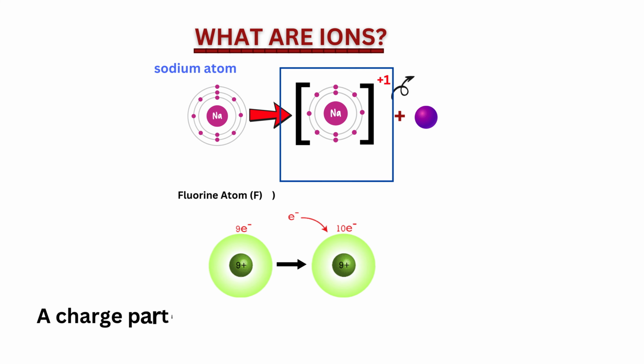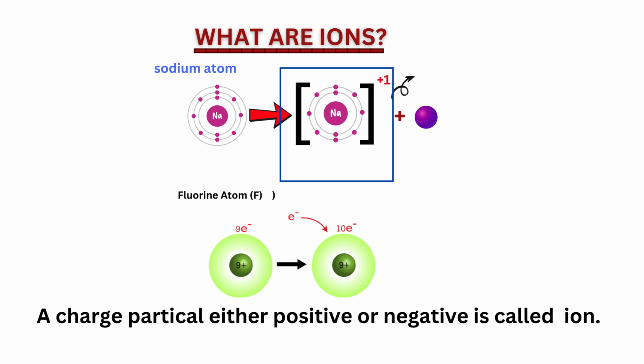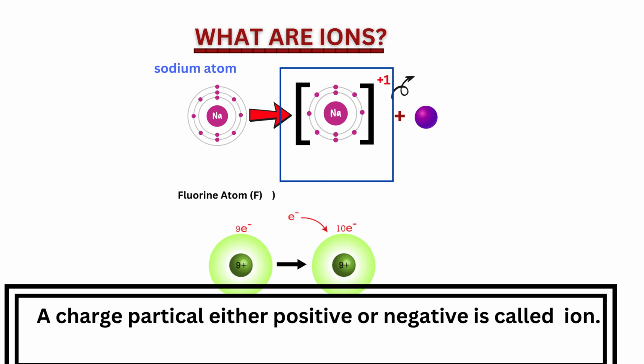A charged particle, either positive or negative, is called an ion. Let me repeat it in chemistry. A charged particle, either positive or negative, is called an ion. So, when a sodium atom loses one electron, it becomes a positively charged particle. We call it a sodium ion. When a fluorine atom gains one electron, it becomes a negatively charged particle, and we call it a fluorine ion.